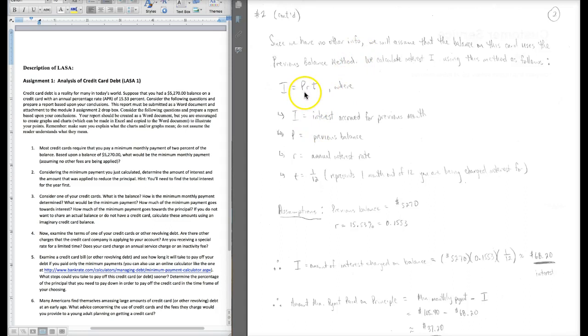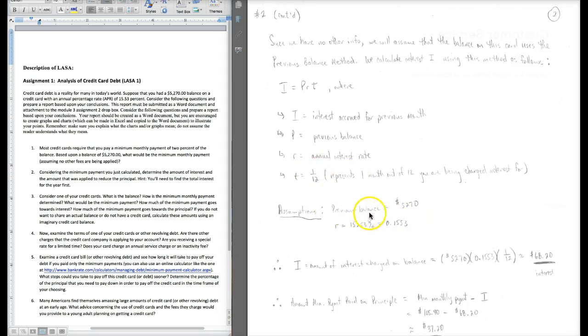So the previous balance method uses the simple interest formula, which is I equals PRT, where I is going to be the interest accrued, meaning how much interest we have to pay. P is going to be the balance from the previous month. R is going to be the annual interest rate. And of course, T here is time in years. And since we're only doing interest for 1 month, we would just use time as being 1/12.